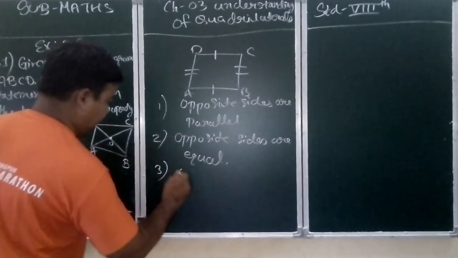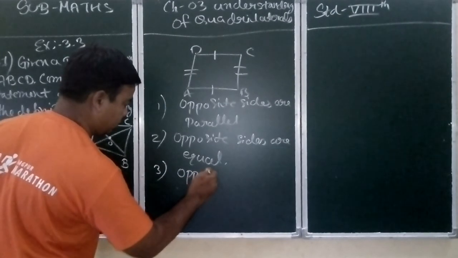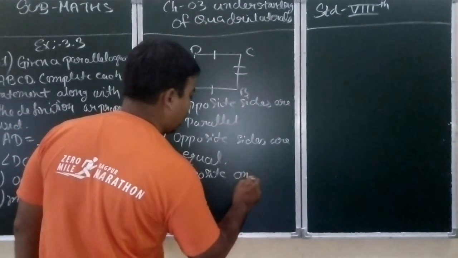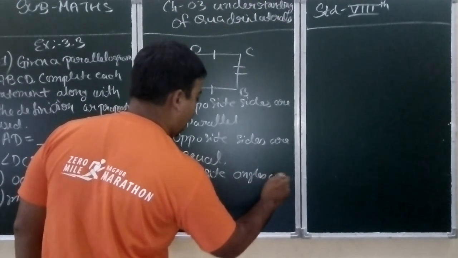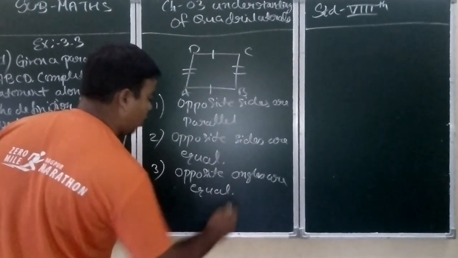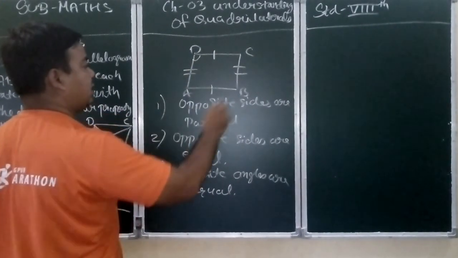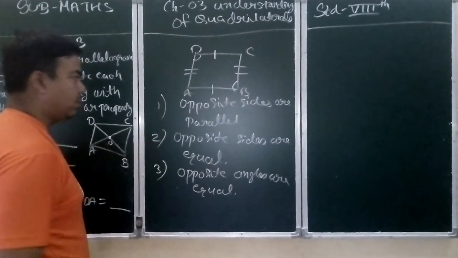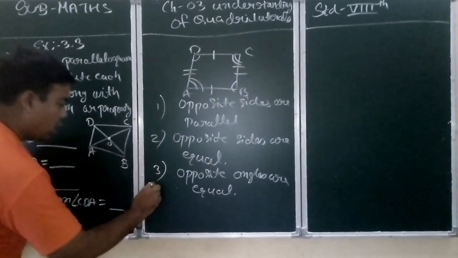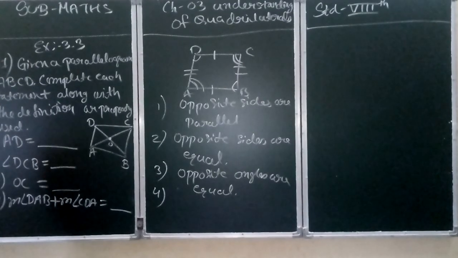Third, opposite angles are equal. Opposite angles means this D is equal to B and A is equal to C.